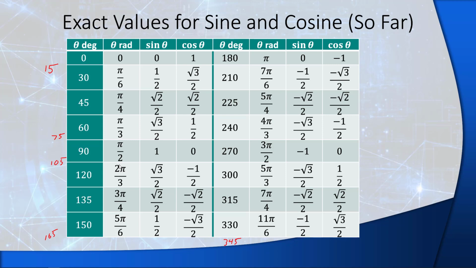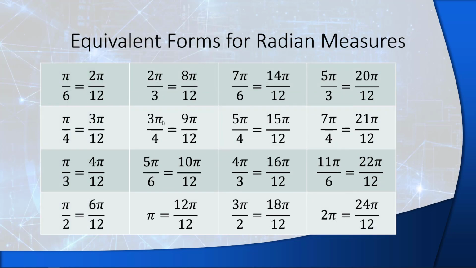Doing them in terms of radians is kind of tricky because remember, if 30 is pi over 6, then 15 is going to be pi over 12. So a lot of these, when converted to radians, will have a 12 in the denominator. So it will be useful if we have equivalent forms for various radian measures where the denominator happens to be 12. And here's what we have. These are all of our equivalent forms. And we can use these tables as guides to come up with combinations of angles so that we can compute exact values using the sum formulas and the difference formulas.